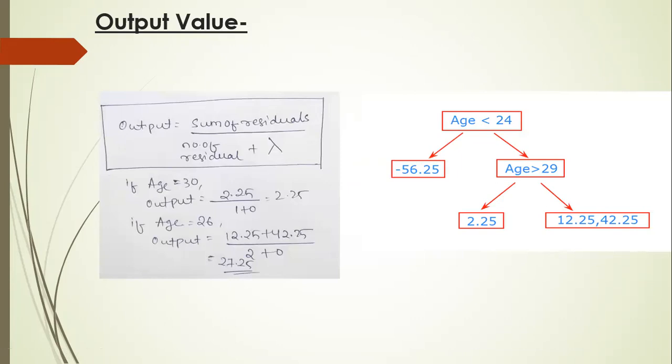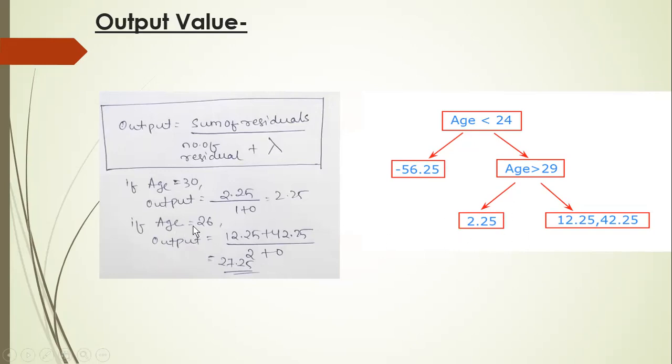Okay, I'll show you how to use this tree for the output calculation. Suppose the input age is 30, what will the salary be? 30 is not less than 24, so it will not go here. It will go here, and 30 is greater than 29, so it goes here: 2.25. But the work is not over yet. This is not the final number. I will tell you what will happen here.